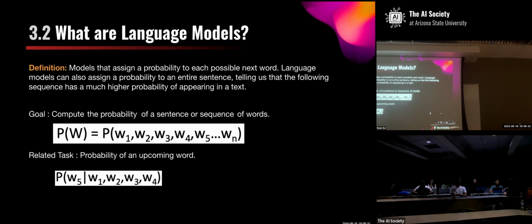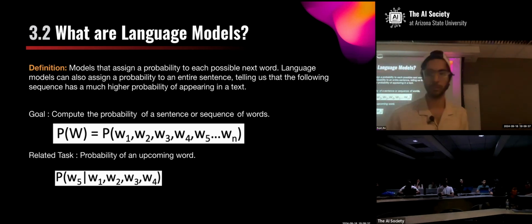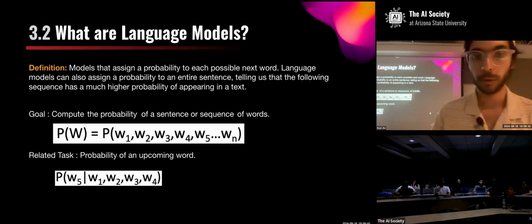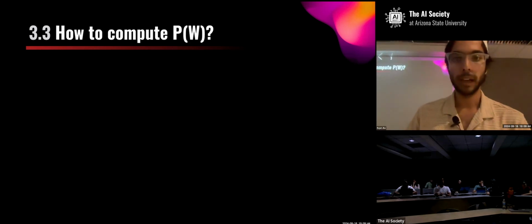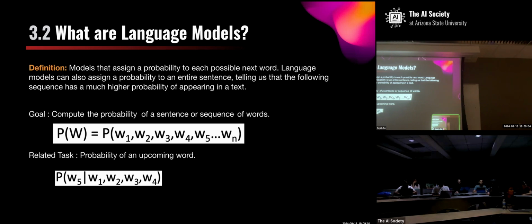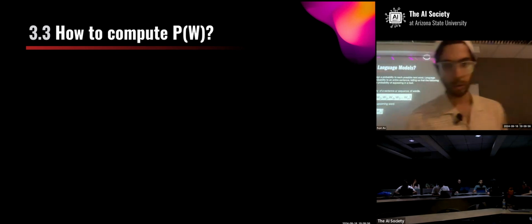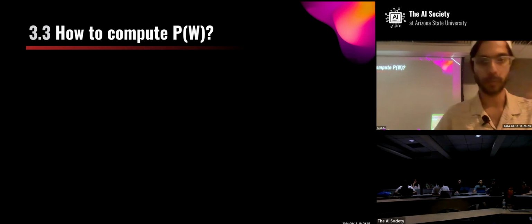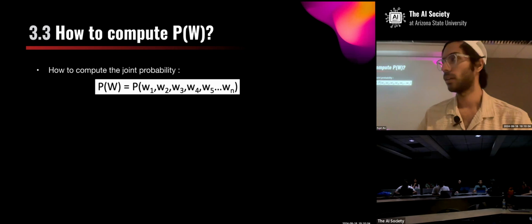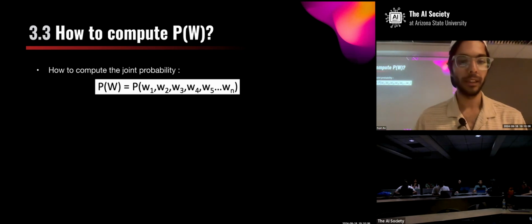As the definition goes, models that assign a probability to each possible next word are called language models. This is the idea of a language model. Let's now see, as you saw here, we want to calculate the probability of a sentence or sequence of words. But how do we calculate the probability of that sequence of words W? For that, we'll use the chain rule of probability.